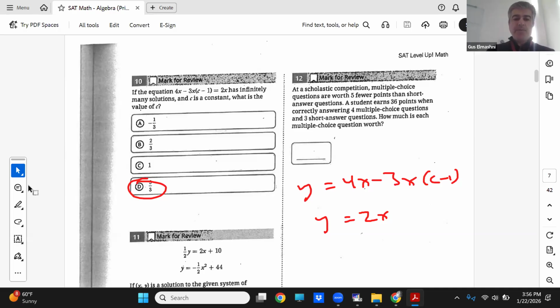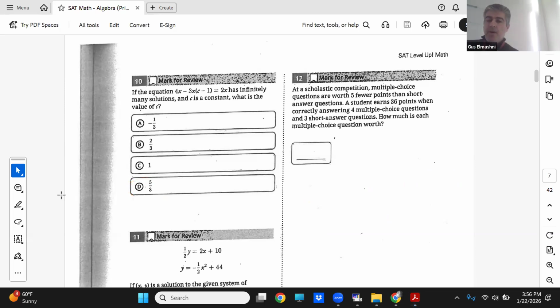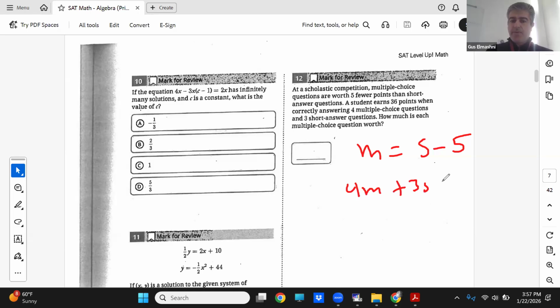Another one I want to point you to is 12. In 12, you have some information, and you have to make equations from that information. For example, you have multiple choice questions and short answer questions. The multiple choice questions are worth 5 fewer points than short answer. So multiple choice is short answer minus 5. So I translated it, right? And the student earns 36 points because the student got 4 multiple choice questions right and 3 short answer questions right, and that was worth 36 points.